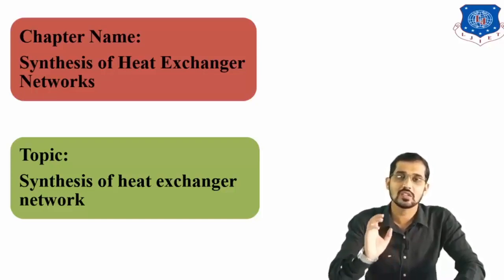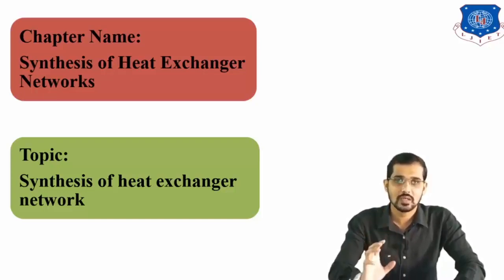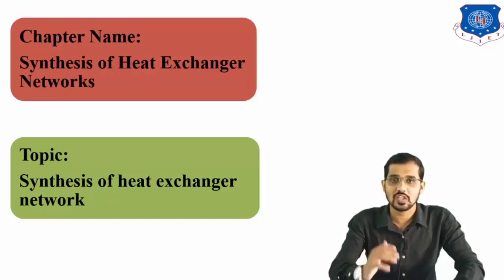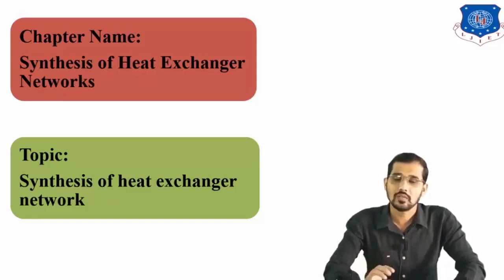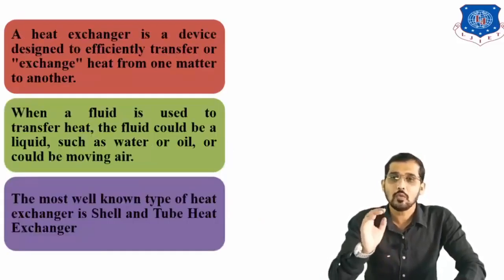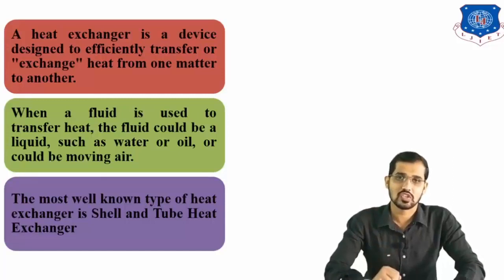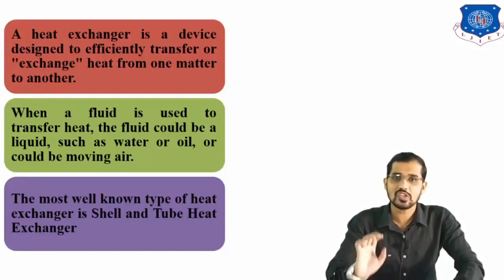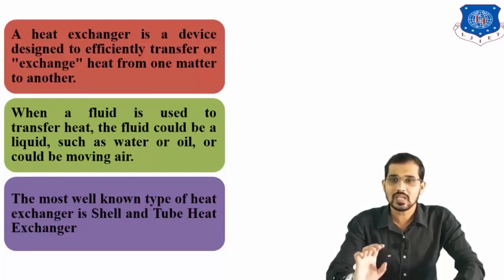So a heat exchanger is a type of device by using which we can exchange heat from one body to another body by indirect contact of the various fluid streams. You can see on the screen, these are the important points related to the heat exchanger. The definition of heat exchanger is that a heat exchanger is a device designed to efficiently transfer or exchange heat from one matter to another.